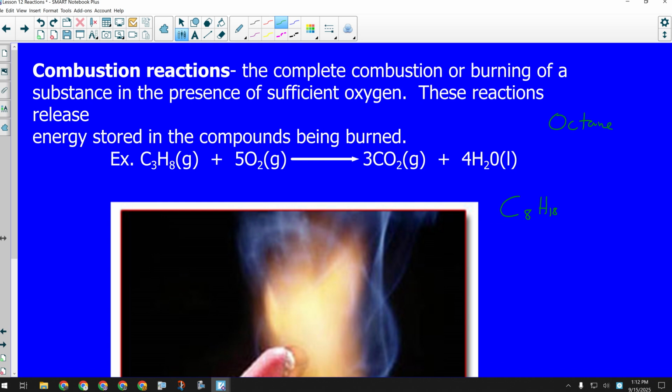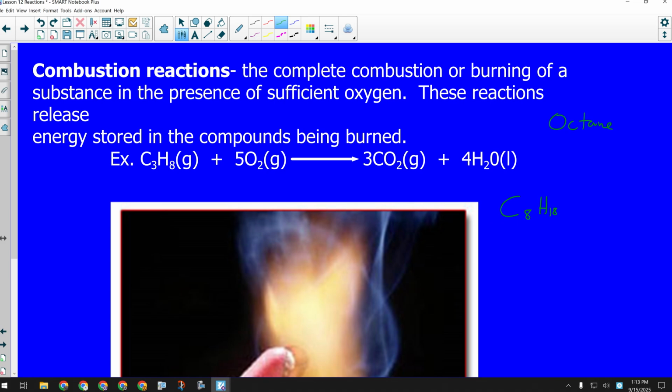But it doesn't matter which one, even this one. You burn octane, you get carbon dioxide and water. Always the products. All that changes is how much. The bigger the molecule, the more carbon dioxide and water would be produced as the byproduct.